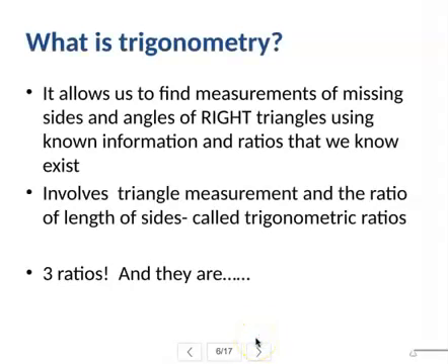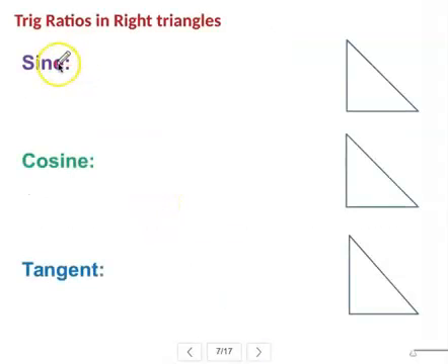So again, what is trigonometry? Trigonometry is the study between angles and sides of triangles, and it allows us to find measurements of missing sides and angles of right triangles when using known information and ratios that we know exist. Trigonometry involves triangle measurement and the ratio of lengths of sides called trigonometric ratios. So let's take a look at what those three trig ratios are. We've got three trig ratios: sine, cosine, and tangent.